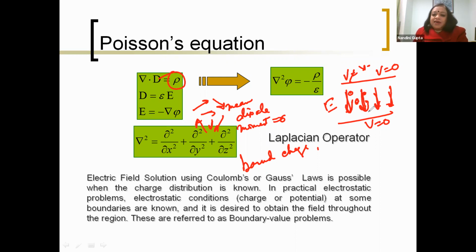But we can still have electric fields inside the dielectric, even in the absence of an external applied field. How is that possible?